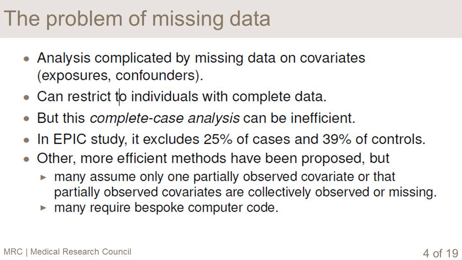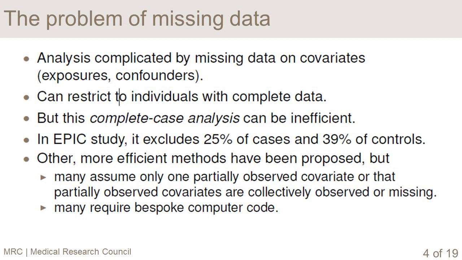Other more efficient methods have been proposed, but they have limitations. Many of them assume that there's only one partially observed covariate, and many of them require bespoke computer code. And what we wanted to do was to propose a method which could be used in just standard software and could handle multiple partially observed covariates. And an obvious choice to us seemed to be multiple imputation. But we wanted to work out how to do multiple imputation in a principled fashion.